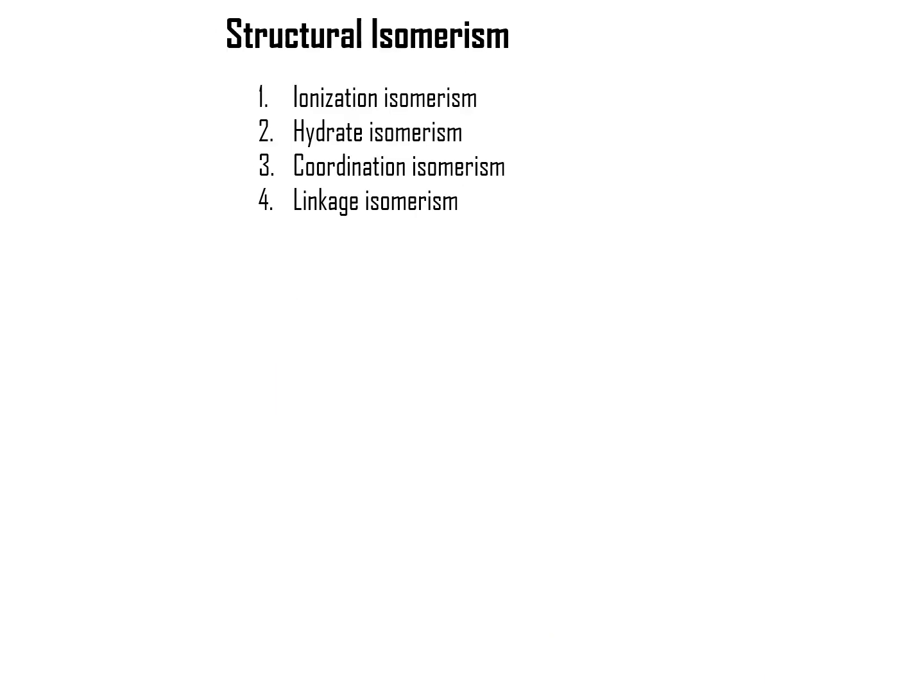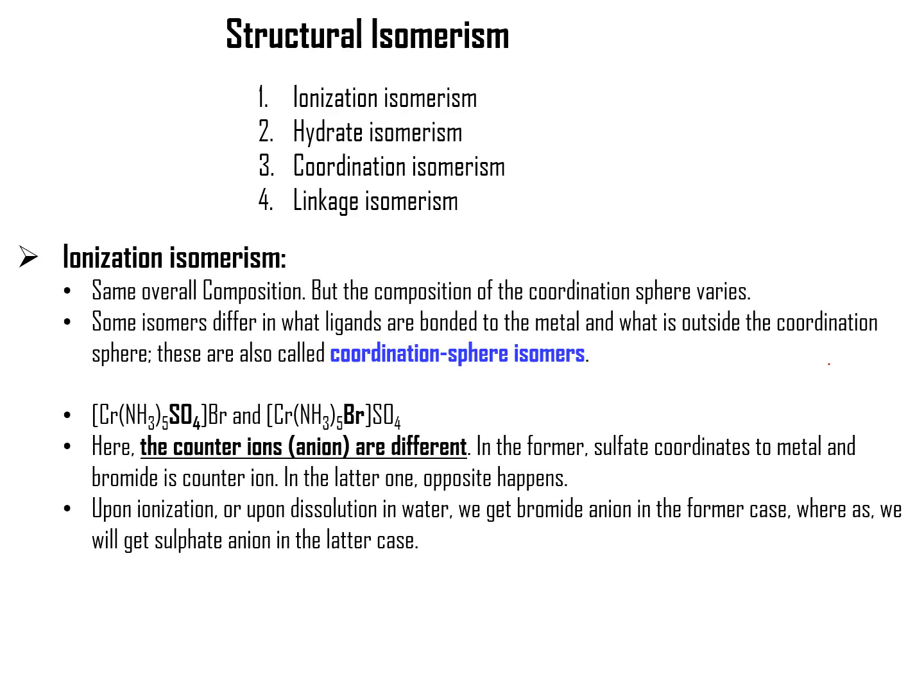First, ionization isomerism. What is ionization isomerism? Ionization isomerism is where a ligand inside the coordination sphere is exchanged with a counter ion outside the coordination sphere. Therefore, the ions produced in solution are different. Let's say here Br minus and here SO4 2 minus, so the anion will be different. Okay, now let's move to hydrate isomerism.